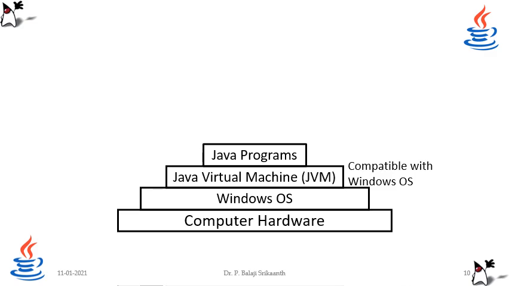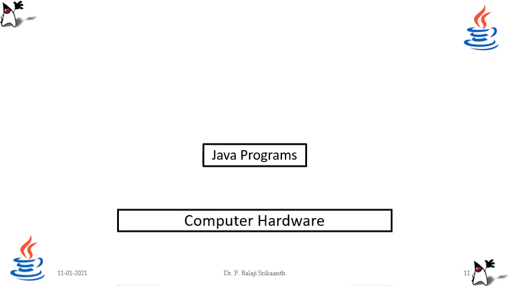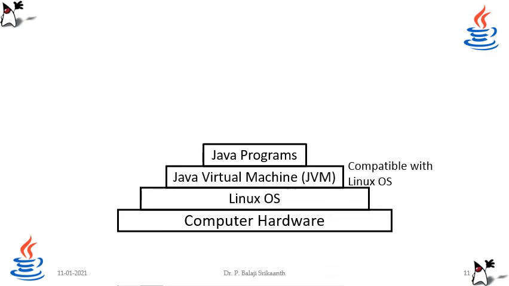Now let us change to another operating system. The Java program remains the same, the computer hardware changes, and we have a Linux operating system. Now the Java virtual machine, which is compatible with the Linux operating system, comes into place. Therefore the portability is achieved.